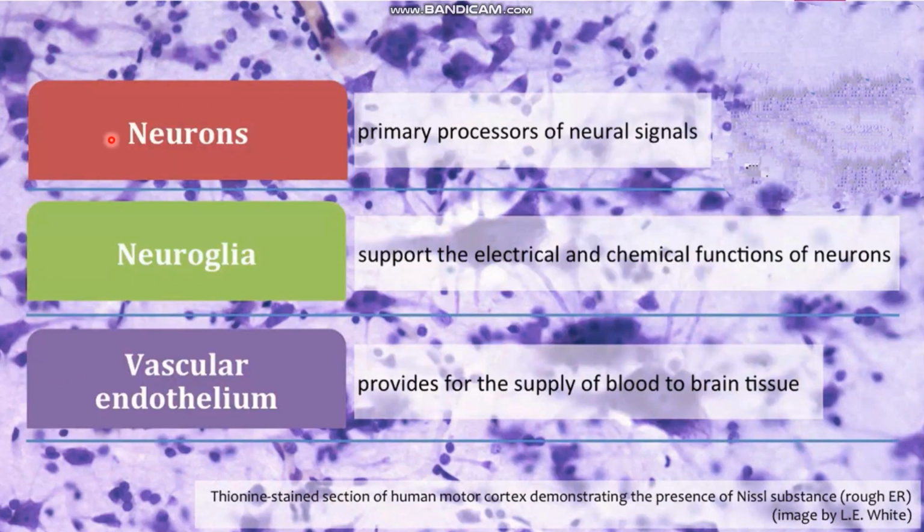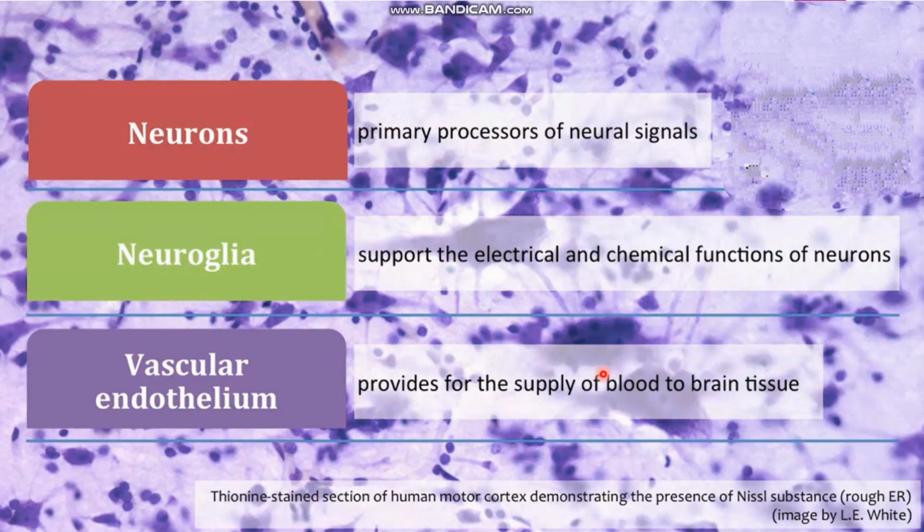Now we'll be talking about neurons in this lecture. Neurons are basically the primary processors of neuronal signals. Neuroglial cells are basically supporting cells of neurons, which support the electrical and chemical function of neurons. We'll talk about neuroglial cells in the next lecture. In this lecture we will only talk about neurons.